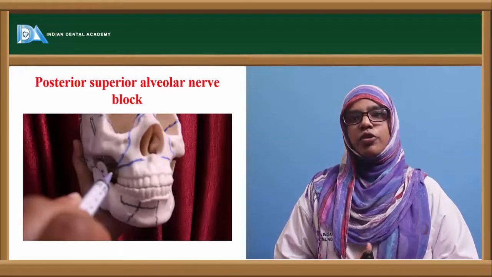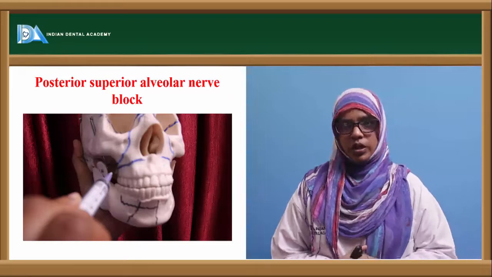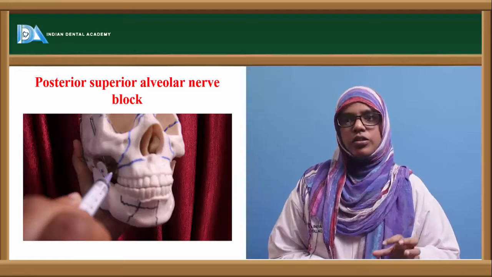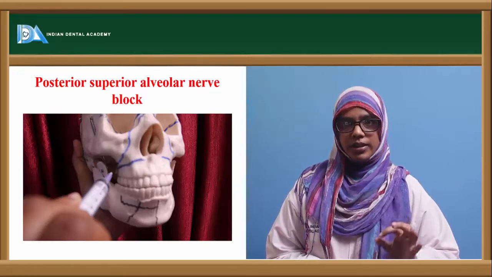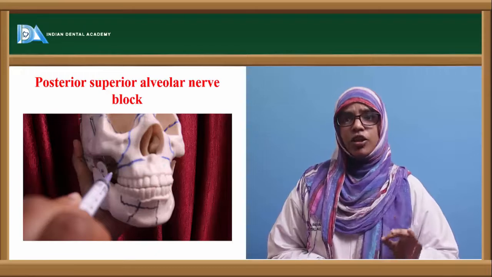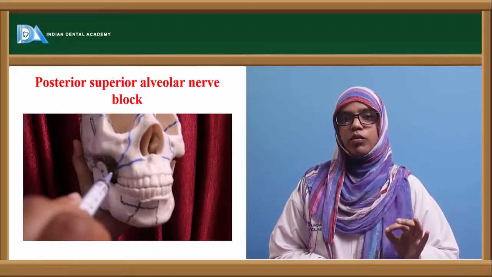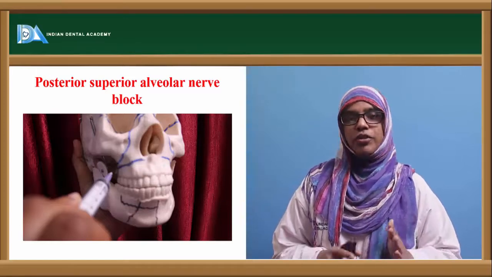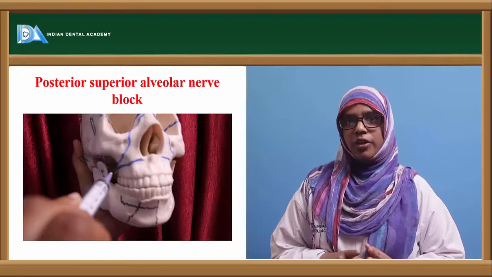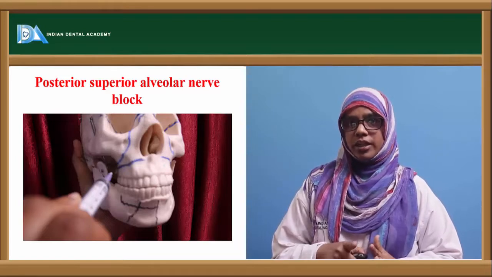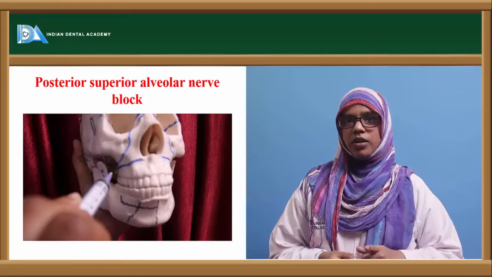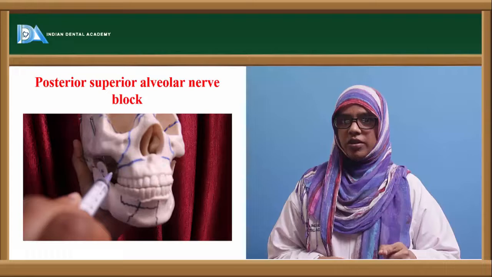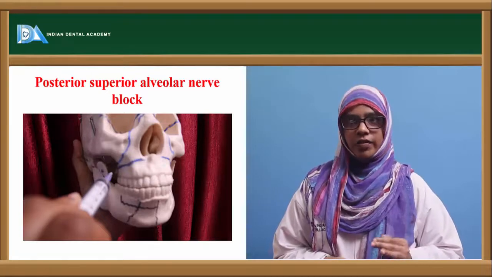Okay, let's move on to the posterior superior alveolar nerve block. Now, this is basically used to anesthetize the maxillary posterior teeth. In this case, you will direct the needle in the mucogingival fold just distal to the second maxillary molar. Your needle angulation is 45 degrees, moving superiorly, medially and outward. Okay, so upwards, superiorly, posteriorly and medially at an angle of 45 degrees.